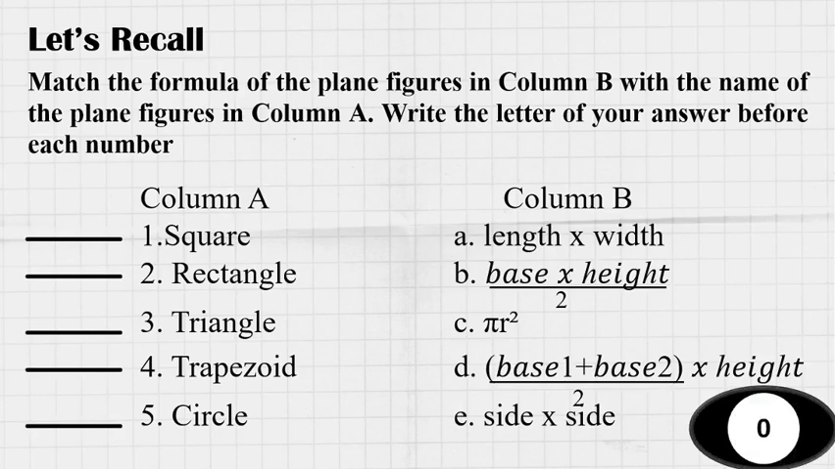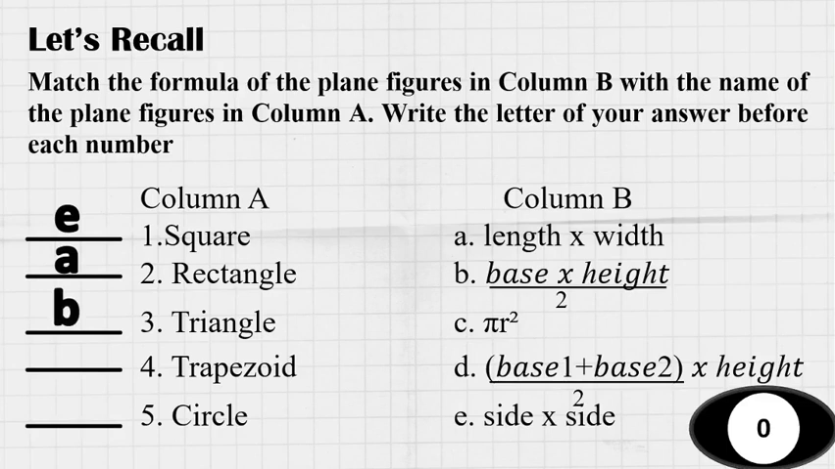Okay, let's try answering this one. Number 1, square: the correct answer is E, side times side. Number 2, rectangle: letter A, length times width. Number 3, triangle: letter B, base times height divided by 2.